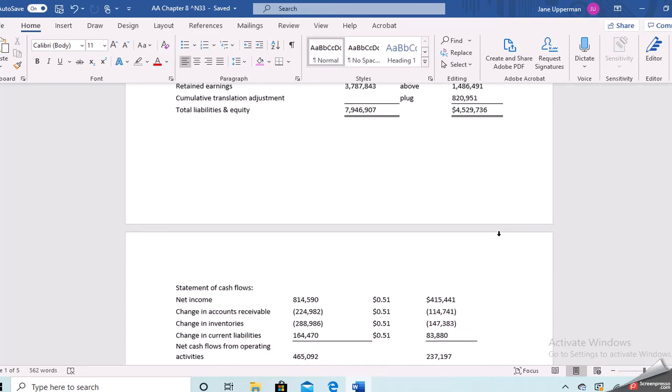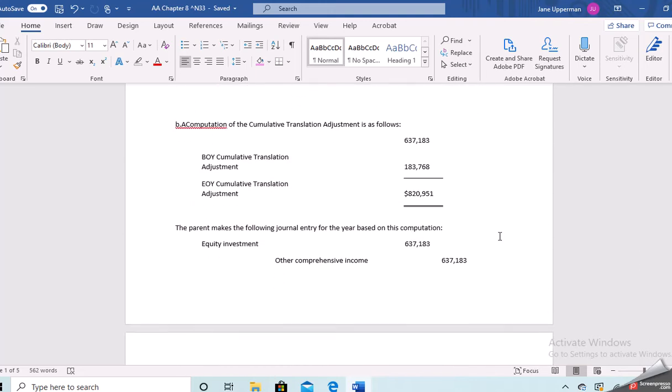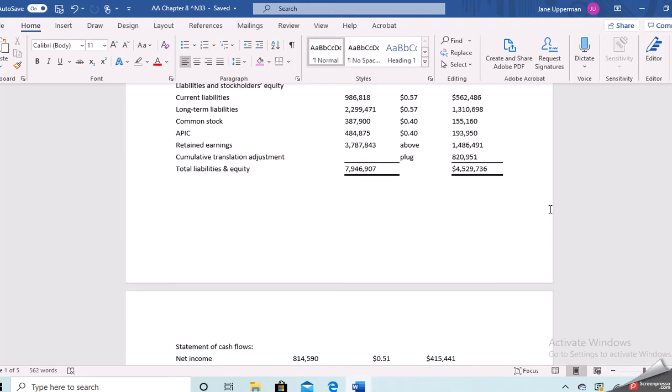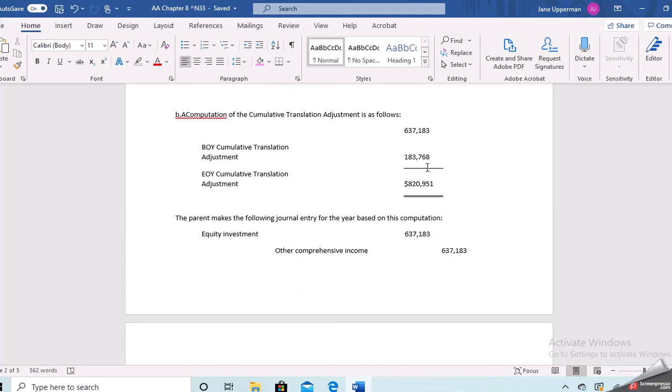Then now we're going to pick up, and the same with the statement of cash flows, with the second part of it that says, okay, now we need to consolidate these financial statements. So this first little section here shows, okay, if my cumulative translation adjustment account, my plug number, is this number here, $820,951, that would mean that that's my ending balance. So that's where it ended.